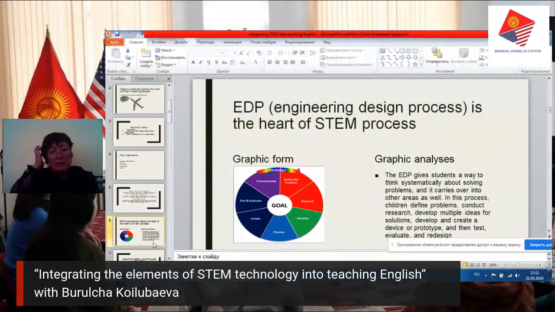This graphic analysis gives students a way to think systematically about solving problems, and it carries over into other areas as well. In this process, children define problems, conduct a kind of experiment, and develop multiple ideas for solving the problems. They create a device and a prototype, which I will show you later, and then test, evaluate, and redesign.